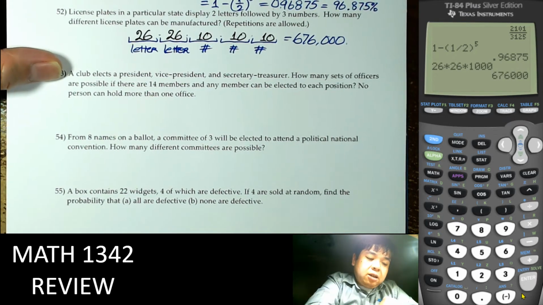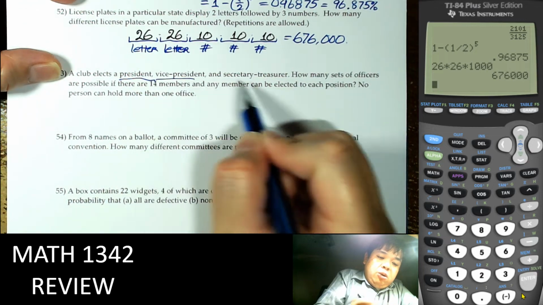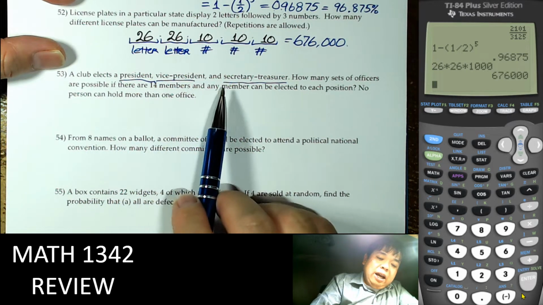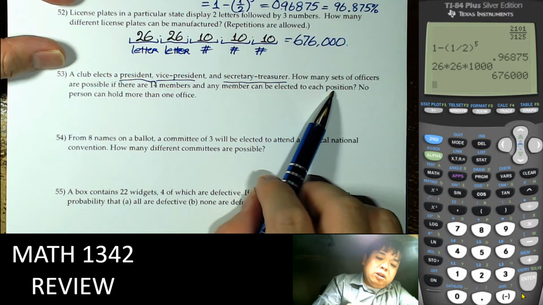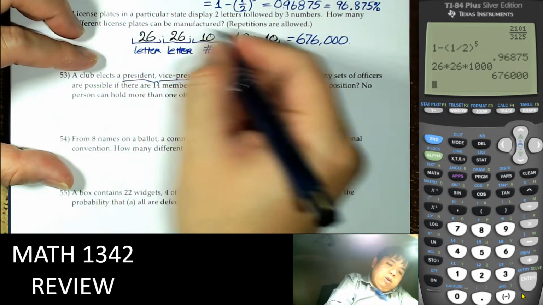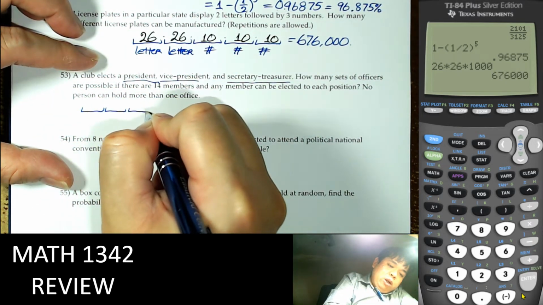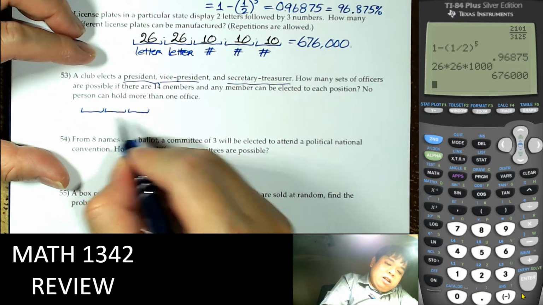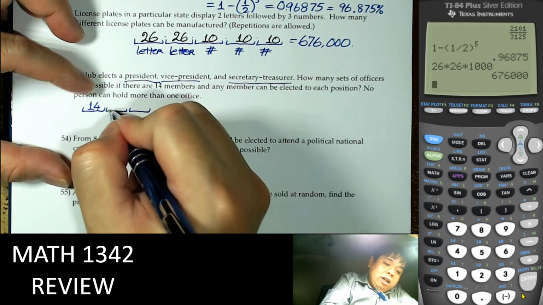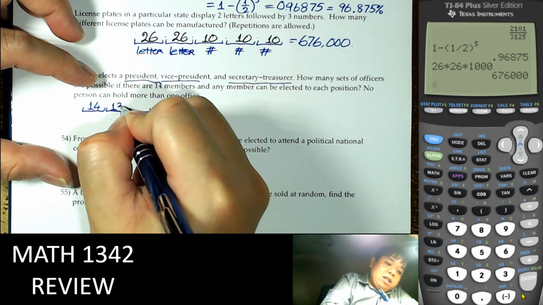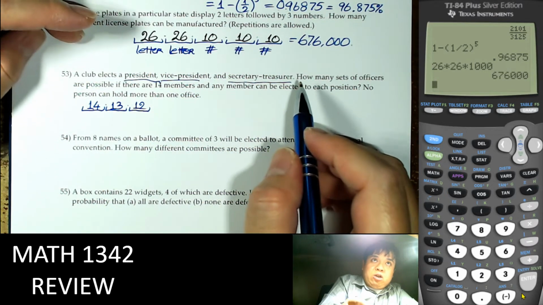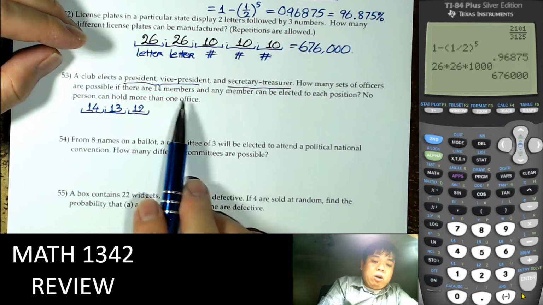Next, a club elects a president, vice president, and secretary, 3 different roles. How many different sets of officers are possible if there are 14 members, and any member can be elected to each position with no repetition? Right. So there are 2 ways to do that. One is like what we're doing here. There are 3 positions: president, vice president, and secretary. There are 14 members, so one of those 14 will be the president. For the vice president, there's only 13 options left, and then 12 for the secretary treasurer, right? Because no person can hold more than one office.